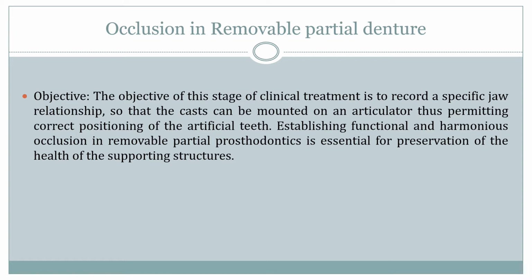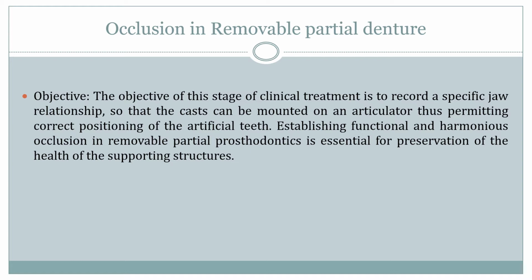So if you are trying to hand articulate, if you just look at it clinically, you must have observed that if you're trying to hand articulate your upper and your lower cast, you might just glide the cast like 0.1 mm or 0.2 mm, but this might lead to greater errors in the occlusion. So that is why you should always be clear about recording your jaw relationship and then mount your cast on the articulator. This helps in establishing a functional and harmonious relationship in your RPD.